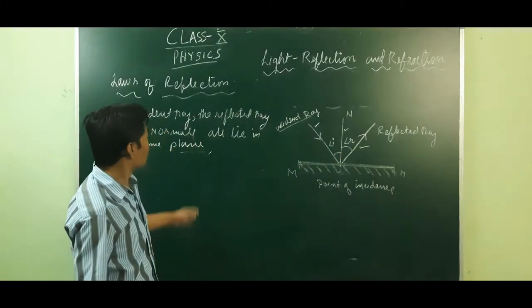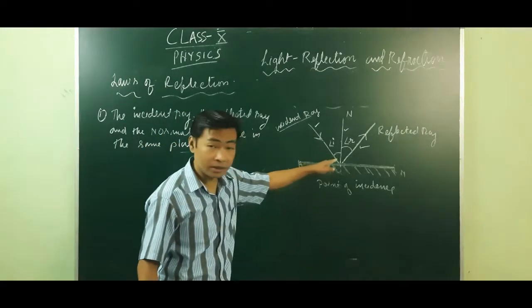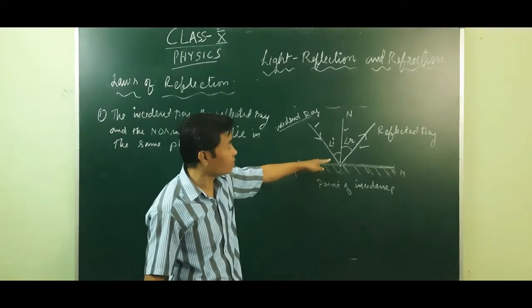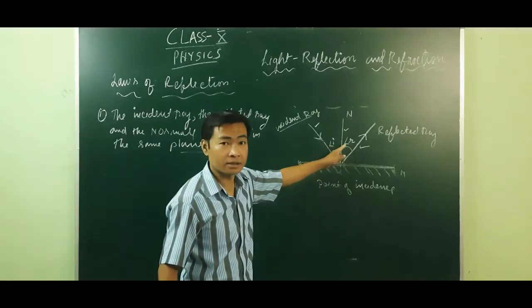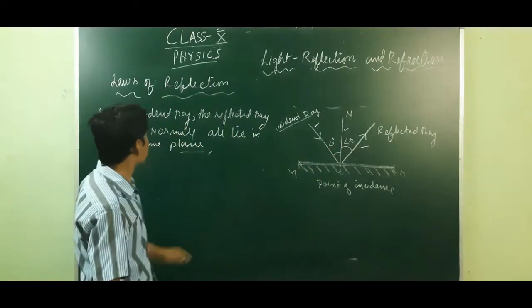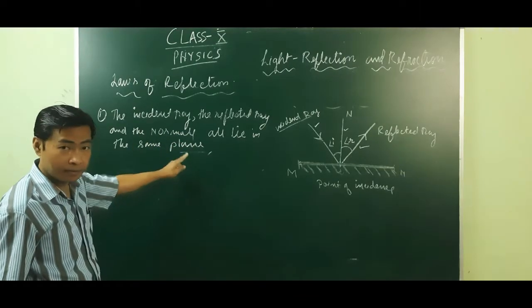So as per the first law, everything will be on the same plane, meaning on the same side. If you look at this diagram, you will see that the incident ray is on the plane side, the normal is on the plane side, and the reflected ray is on the plane side. It will always be like this. The incident ray, the reflected ray, and the normal all lie in the same plane.